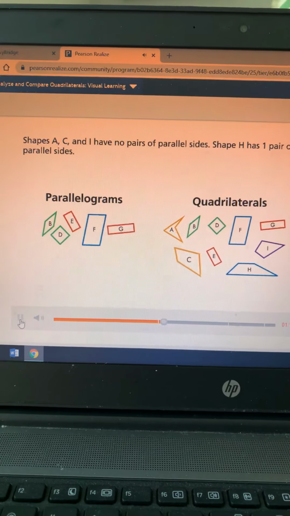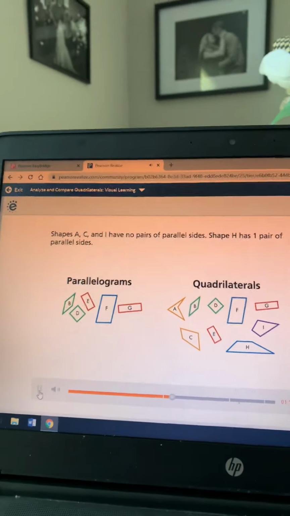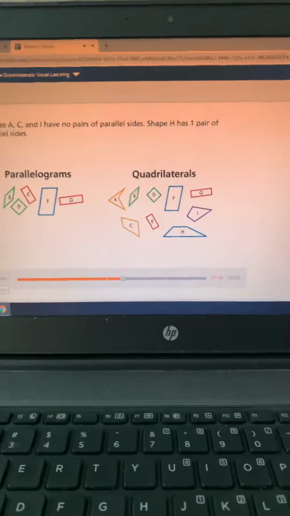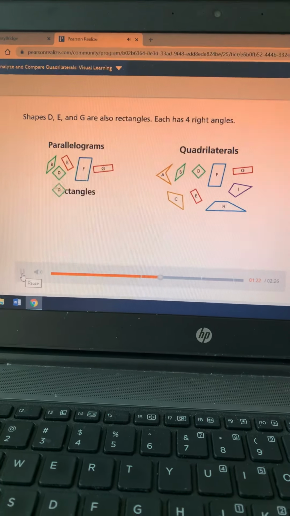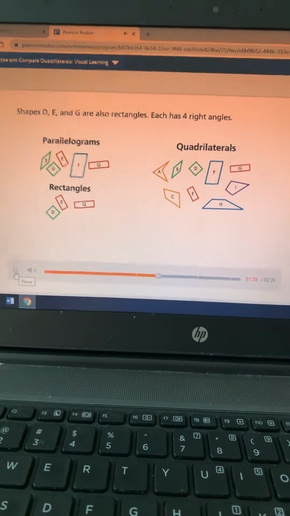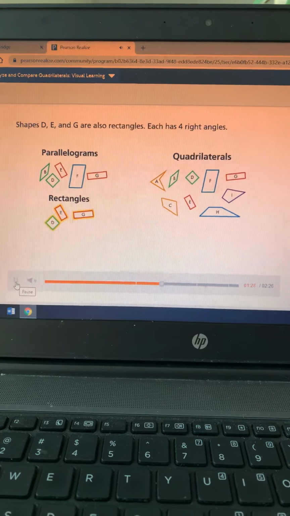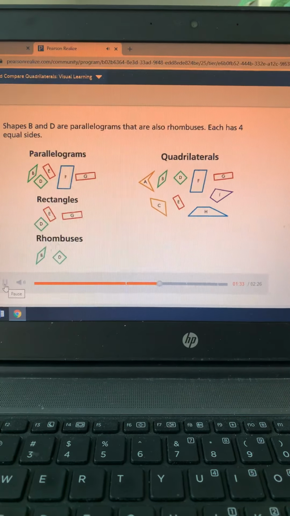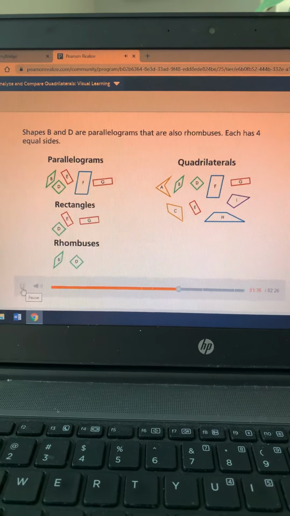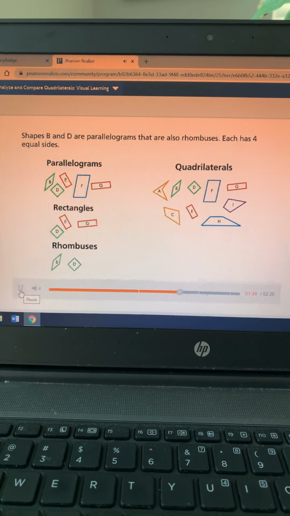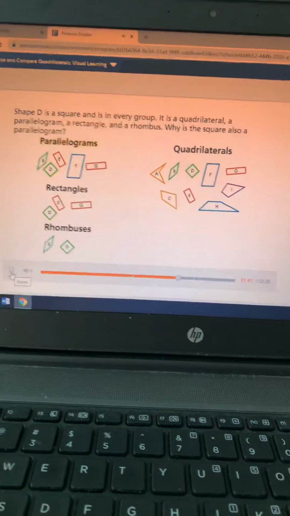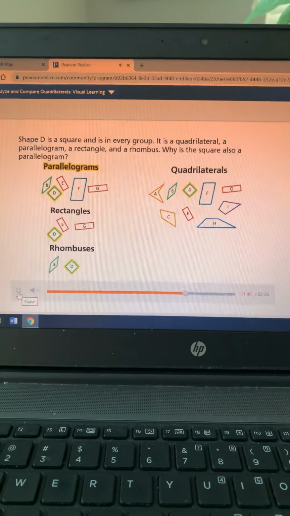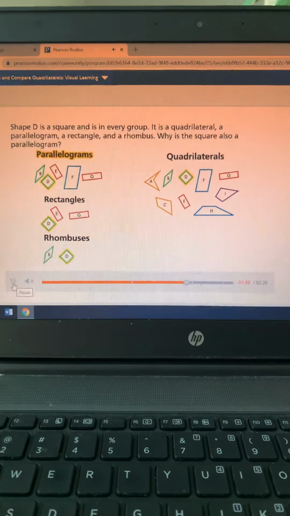Shapes A, C, and I have no pairs of parallel sides. Shape H has one pair of parallel sides. Shapes D, E, and G are also rectangles. Each has four right angles. Shapes B and D are parallelograms that are also rhombuses. Each has four equal sides. Shape D is a square and is in every group. It is a quadrilateral, a parallelogram, a rectangle, and a rhombus.